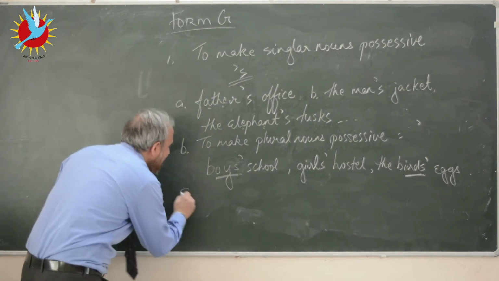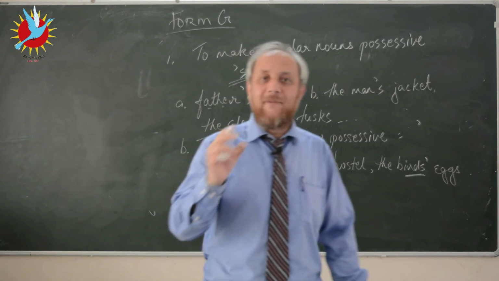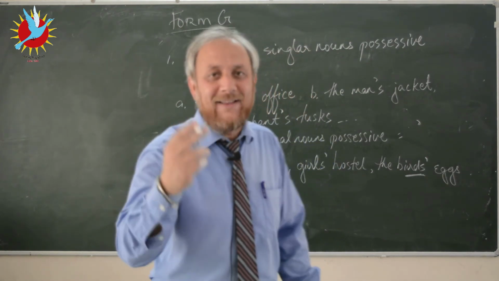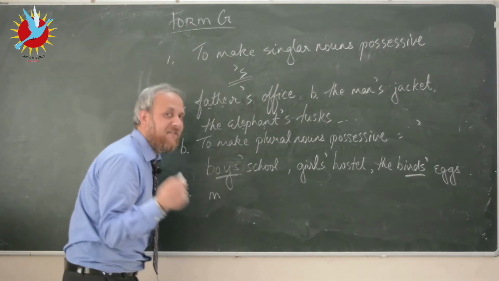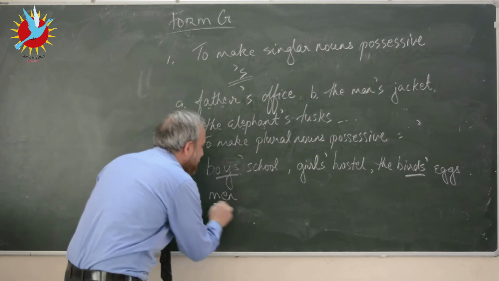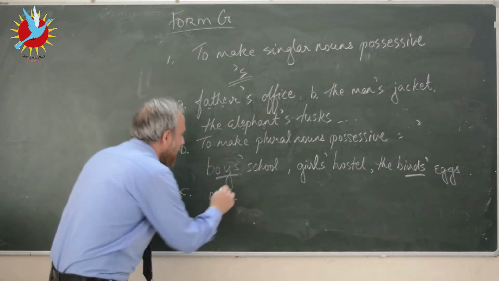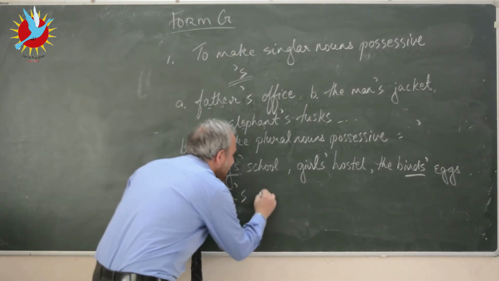Okay. This is something that I want you to remember. And the next thing that I want you to remember is there are certain nouns where the plural forms don't end with S. Like for example, what is the plural of man? The plural of man is men. Now if I want to make this possessive, what will I do? I will add the apostrophe and the S. So it will be, let's say, men's room.